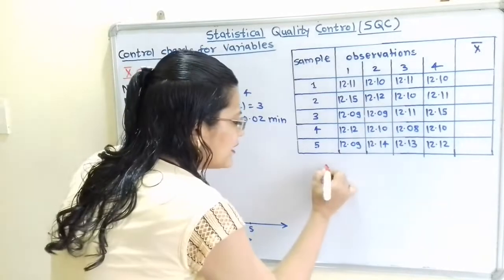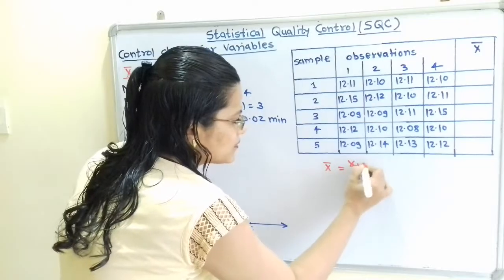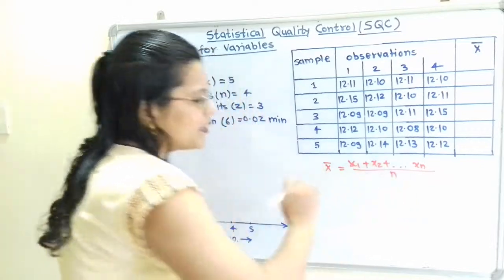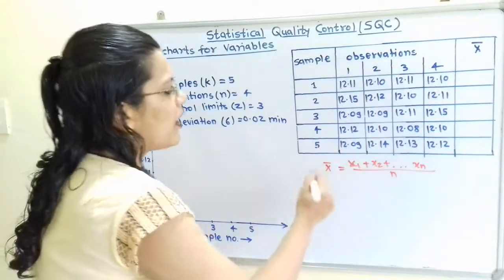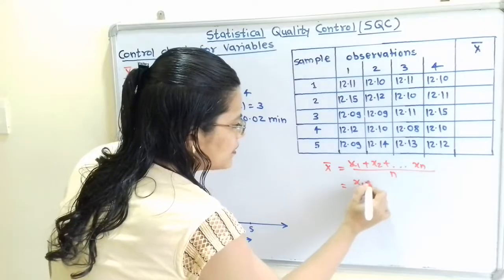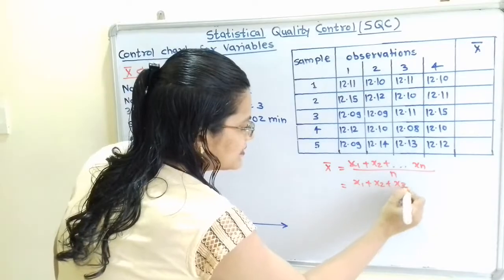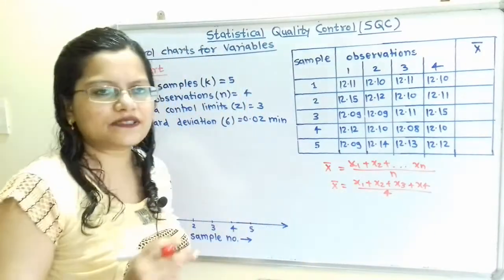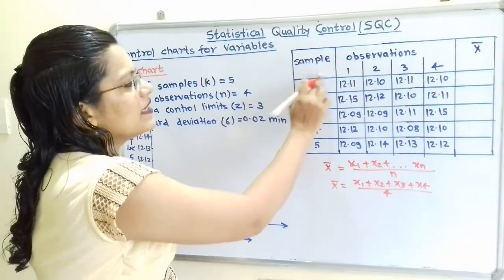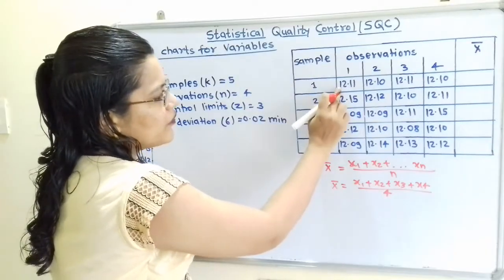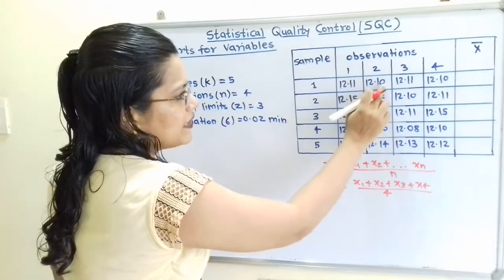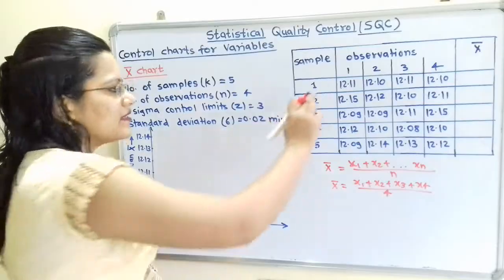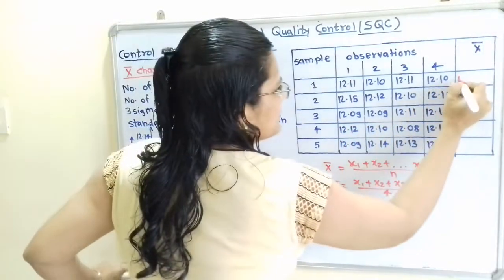We have seen that x bar is equal to x1 plus x2 plus up to xn divided by n. Now here n is equal to 4. So how can I write this? That is x1 plus x2 plus x3 plus x4 divided by 4. This is the value of x bar for each sample. For sample number 1 we take 12.11 plus 12.10 plus 12.11 plus 12.10 divided by 4, and this average is 12.10.